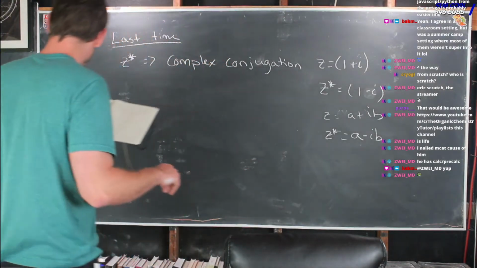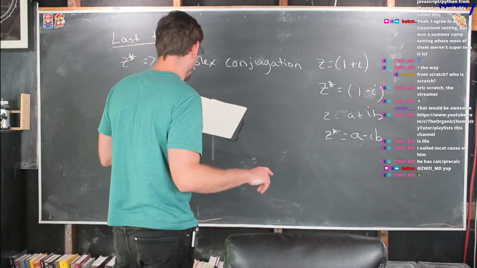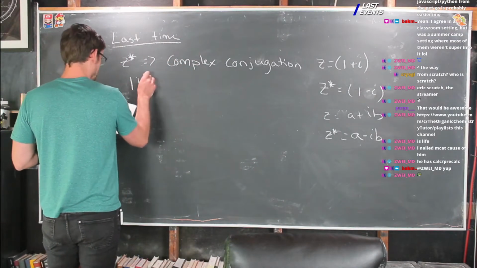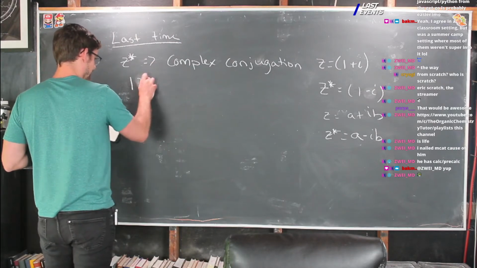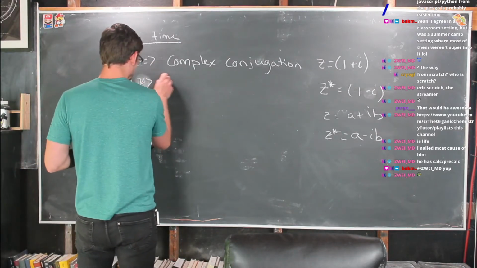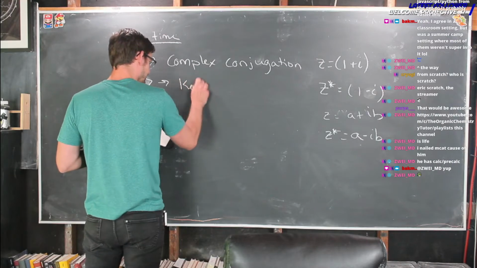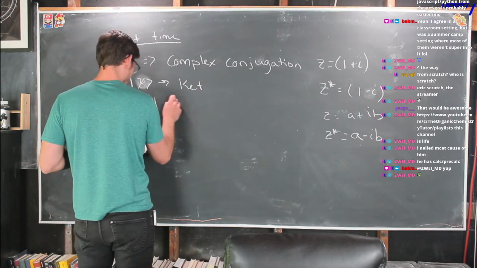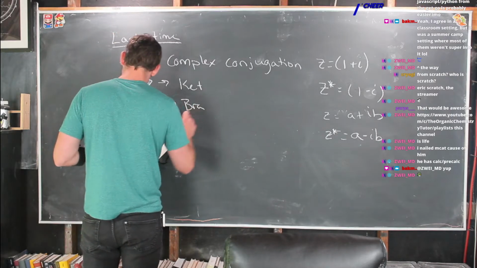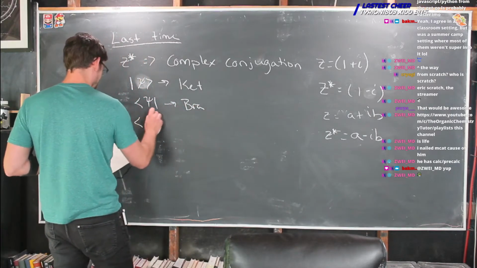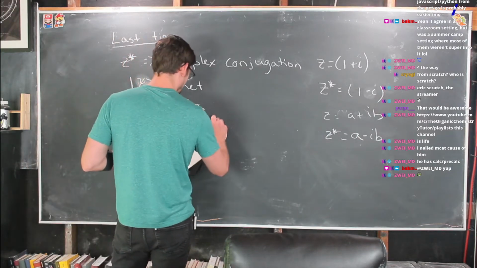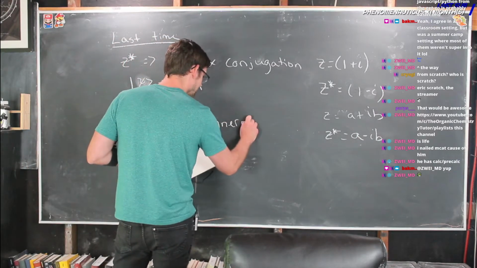Now, what else do we have? Well, we also have the ket, which is the state, of course. We had a bra. We had the inner product, which we're going to talk a bit more about today. I know I kind of put it off last time, but we are going to talk about it more today.